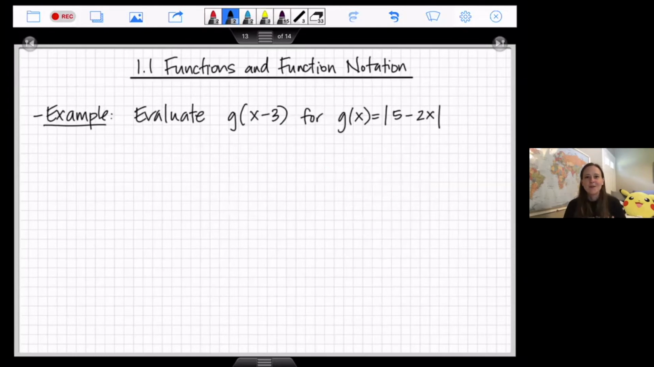All right, last one I'm going to do for you, and then I'll turn you loose on one of your own. G of x minus 3 for g of x equals absolute value of 5 minus 2x. This function is called g instead of f. We can use any letter that we want to for a function. Doesn't matter. And this one has absolute value bars in it.